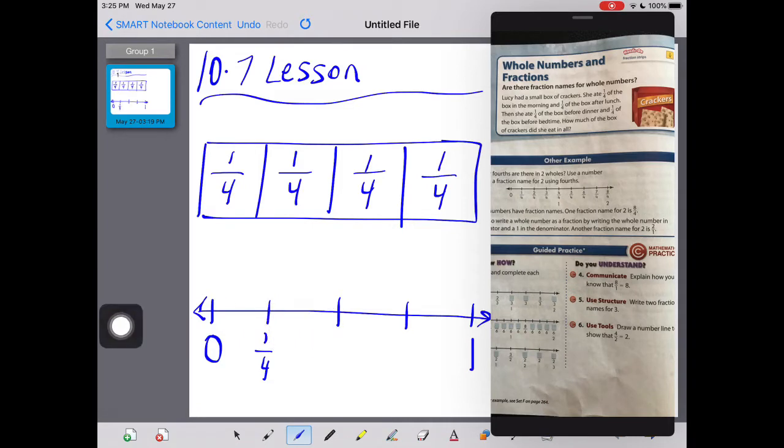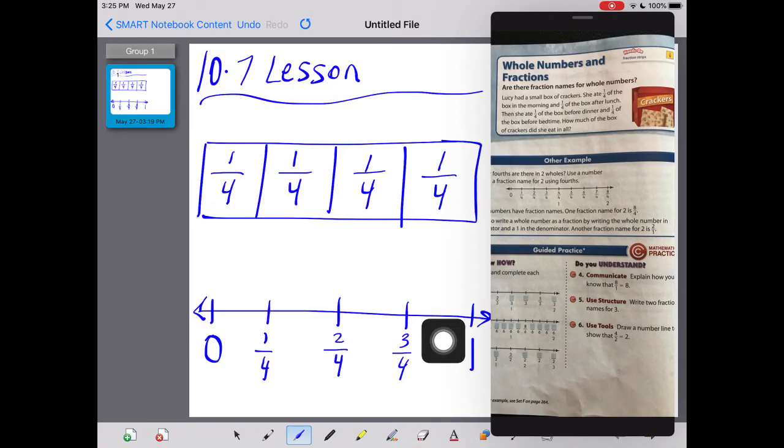She got to here. Now she's eaten a total of 2/4 so far, right? And then before dinner she munched on another quarter. She got to here, and that's 3/4. And then before bedtime, another quarter, and she got all the way to here. She got to the end of the box.